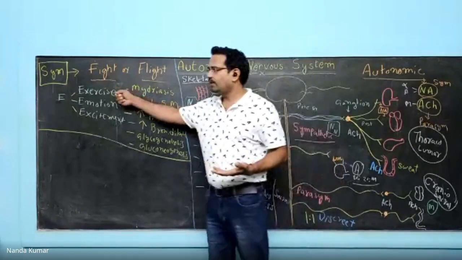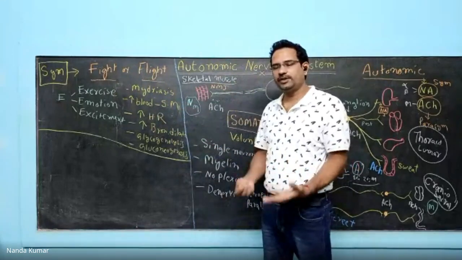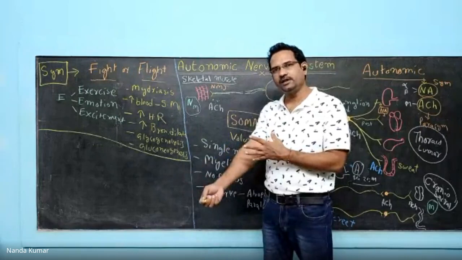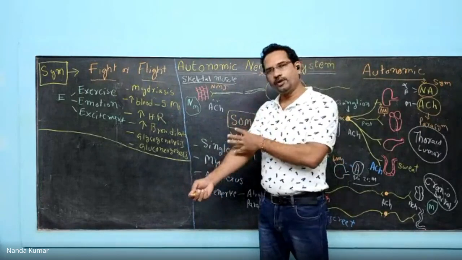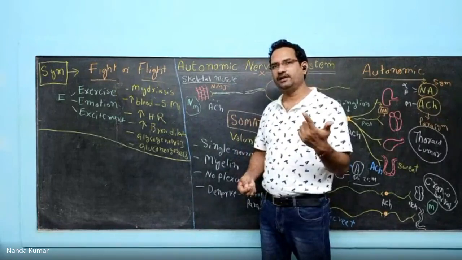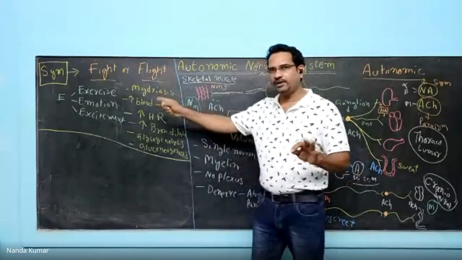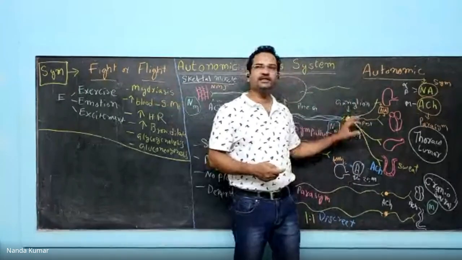You know, when people do exercise, all these changes will happen. Because in order to do exercise, you need to have a lot of blood supply to the muscle. In order to pump more blood to the muscle, heart rate should be increased. Bronchi should get dilated. A lot of glucose has to be released. So at that point of time, our body increases the sympathetic stimulation.